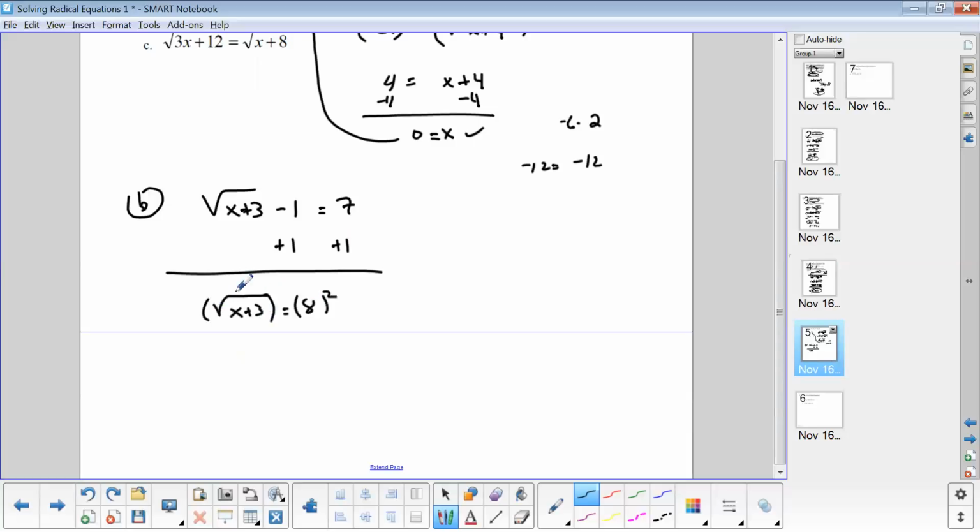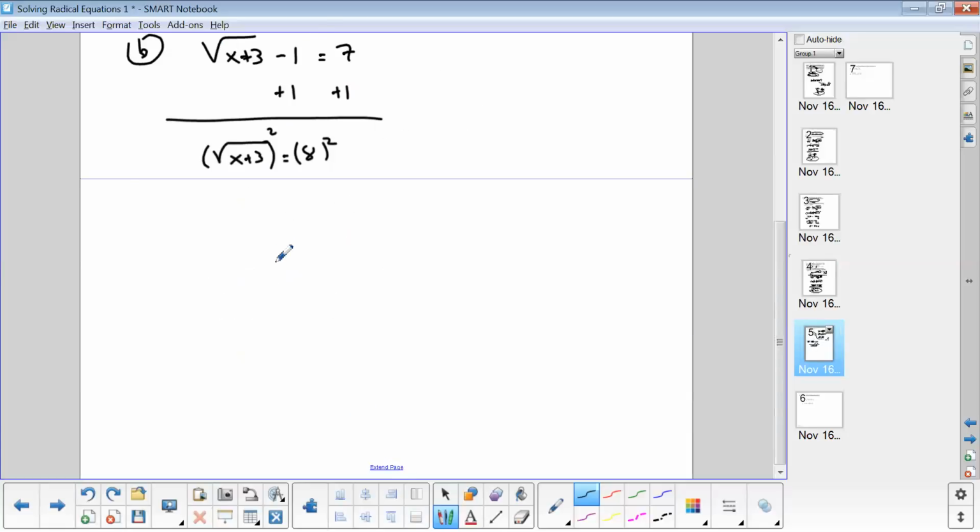Again, I've got to get rid of the radical, that's under the radical sign. So I'm going to square both sides. And that's going to give me x plus 3 is equal to 64. I subtract 3, and x is equal to 61.